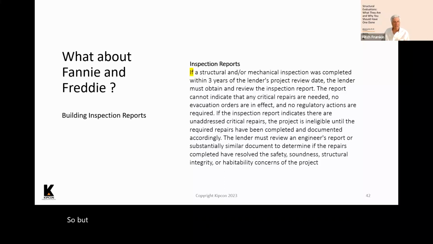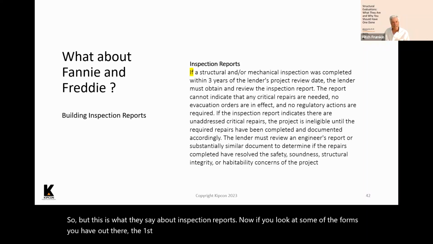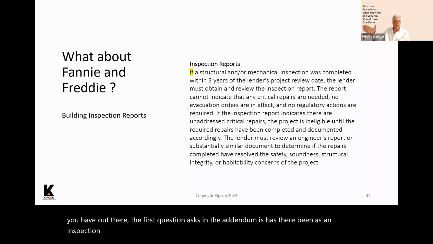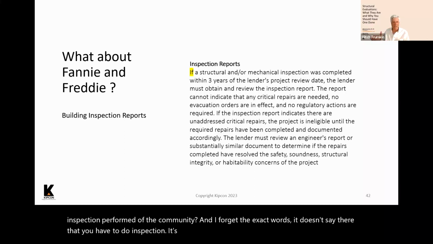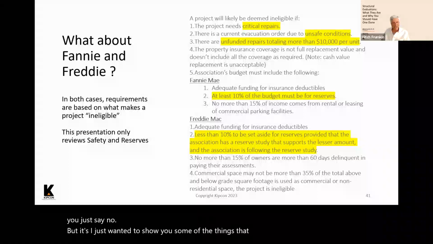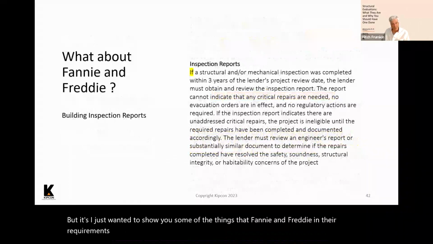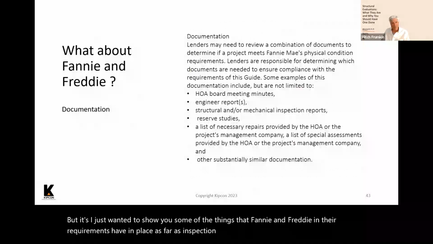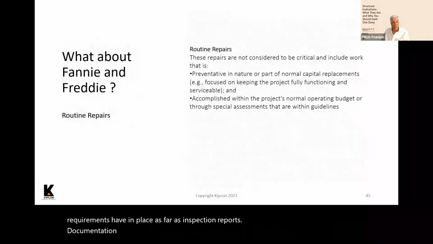But this is what they say about inspection reports. Now, if you look at some of the forms you have out there, the first question it asks in the addendum is, has there been an inspection performed of the community? And I forget the exact words. It doesn't say there that you have to do an inspection. It says, has there been an inspection done? If there hasn't been one done, you just say no. But I just wanted to show you some of the things that Fannie and Freddie in their requirements have in place as far as inspection reports, documentation, critical repairs, routine repairs.